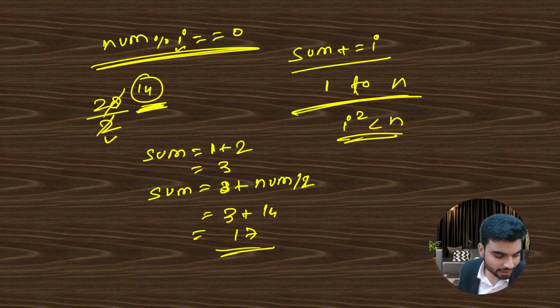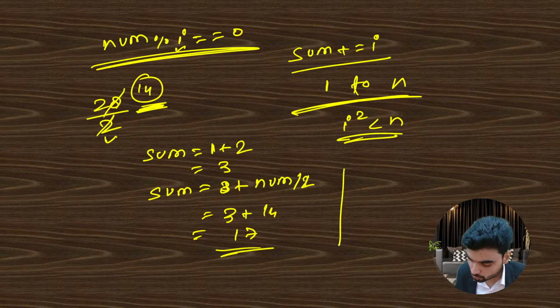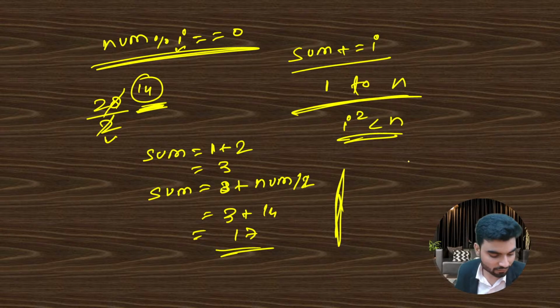Okay, now it's clear now? Tell me, it's clear to you? I guess it is. Okay. So now similarly, again, you don't have to check numbers more than the square root. Okay. So that's the optimized one.